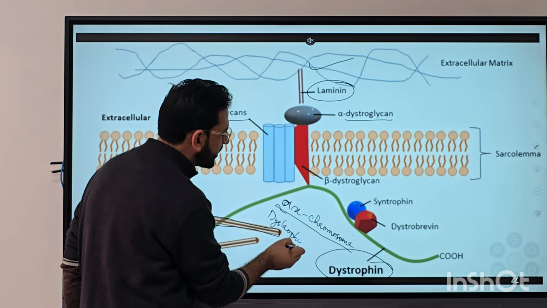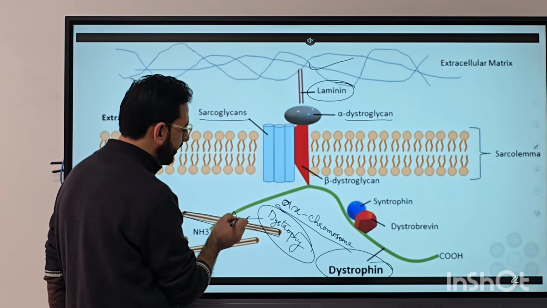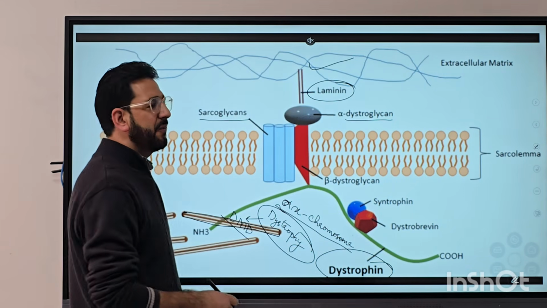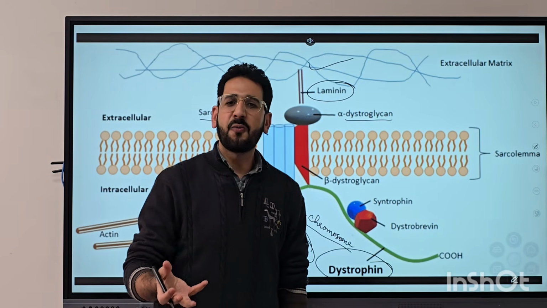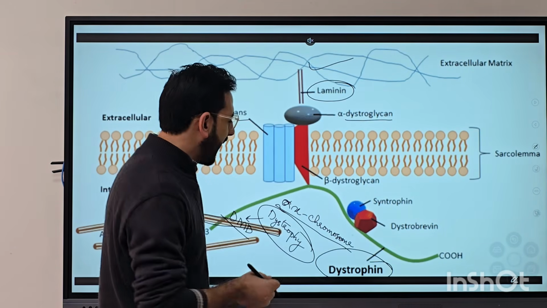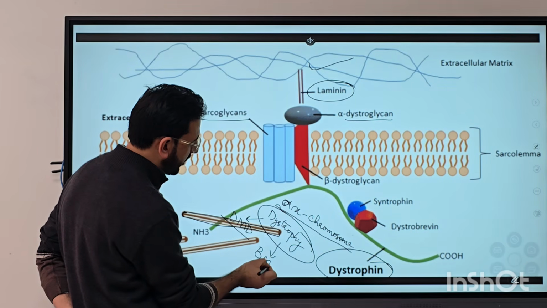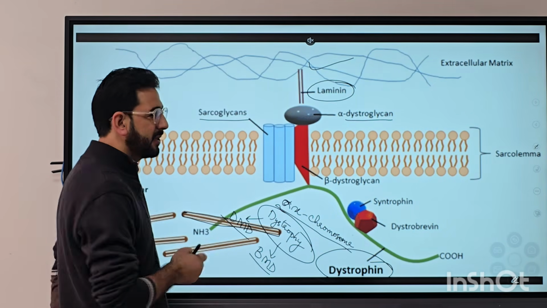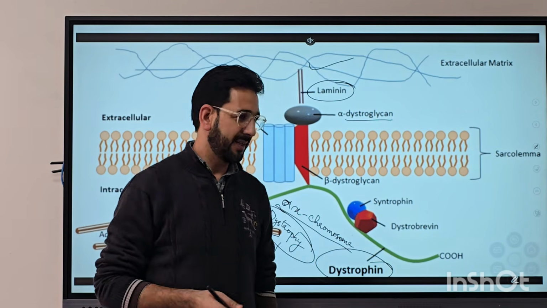And if this dystrophin protein is absent, that is called as Duchenne muscular dystrophy, DMD. But if it is formed but not functional, or it is formed less than normal, that leads to a type of dystrophy that is called as Becker muscular dystrophy. That is DMD and BMD. Okay, that we will talk about the muscular dystrophies in the upcoming lecture.